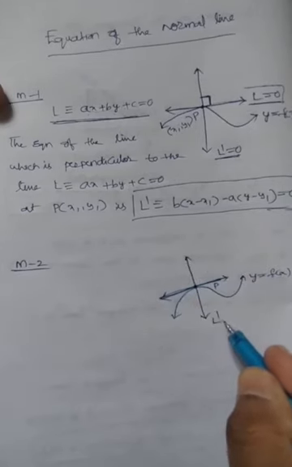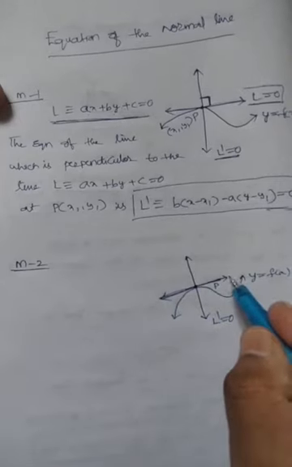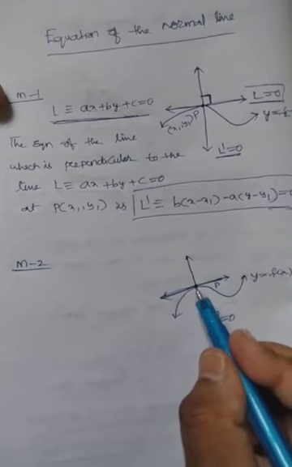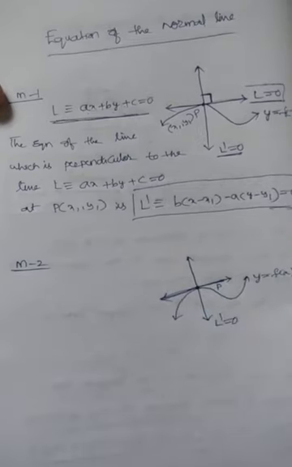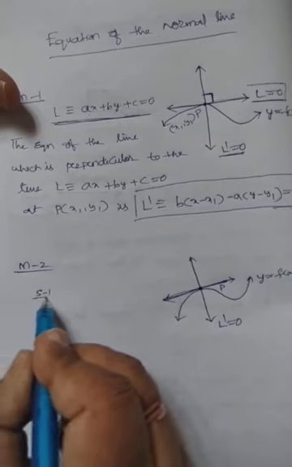L dash is equal to 0. In method 2, you need not find the tangent line equation. Okay, so what is step 1 in method 2?